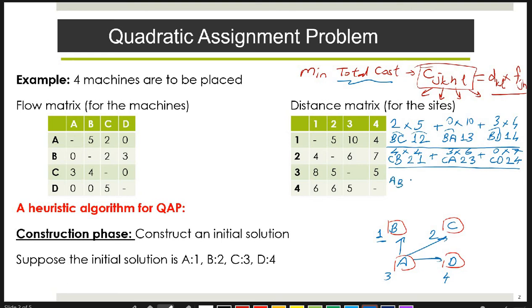and B, where A is in 3 and B is in 1. Flow between A and B is 5 units, multiplied by the distance 3 to 1, which is 8 units, plus A and C, where A is in 3 and C is in 2. A and C flow is 2, multiplied by 3 to 2, which is 4, plus A and D, where one is in 3 and the other one is 4. So A and D is this one, 0 multiplied by 3 and 4.